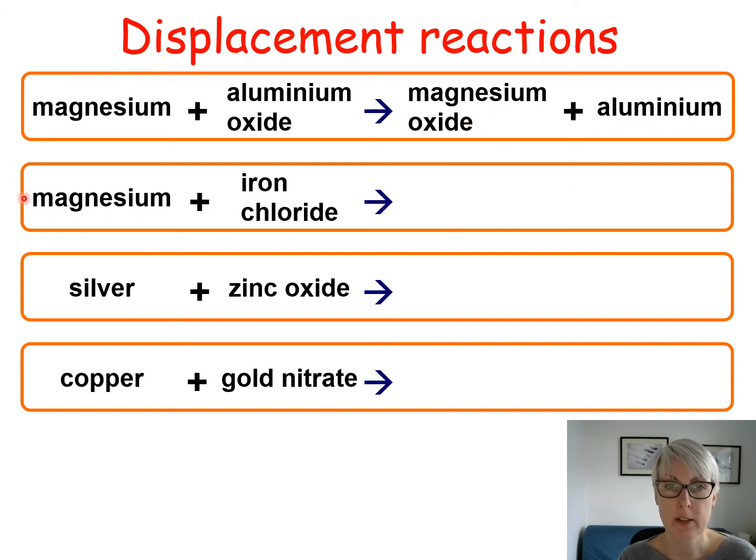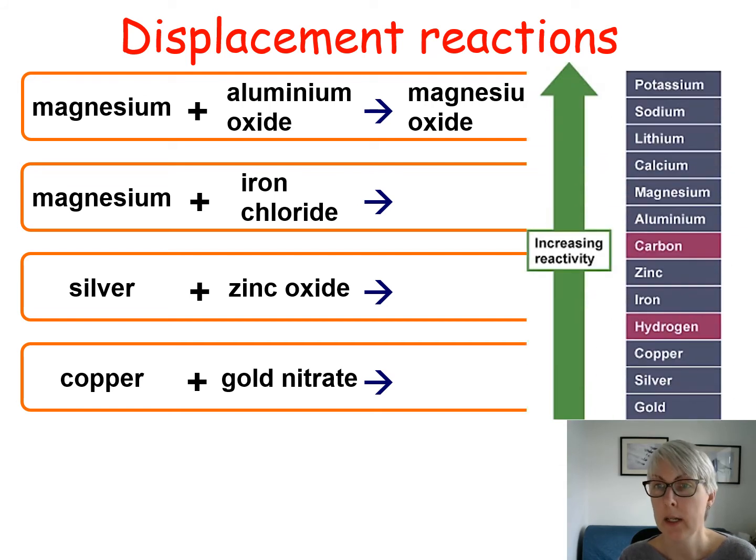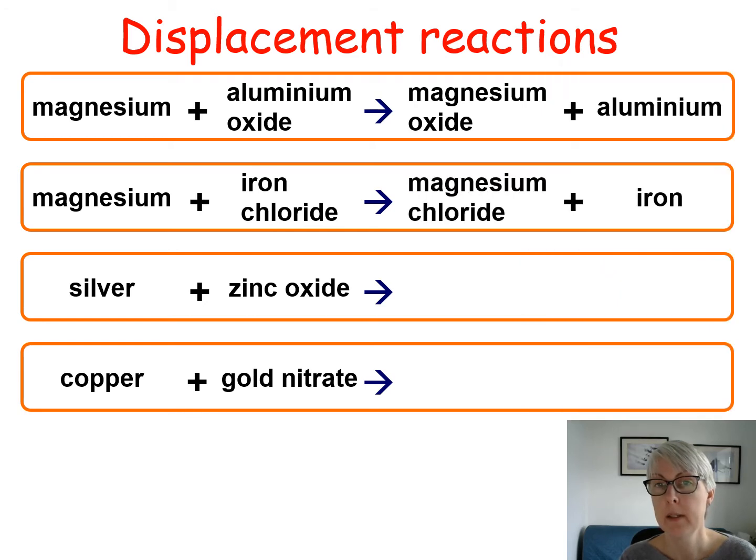Let's have a look at the next example now, and to predict whether magnesium will react with iron chloride, we once again need our reactivity series. There it is. So again, there's magnesium. This time I'm looking for iron, and again, magnesium is above iron in our reactivity series. It's more reactive and therefore it will react with the iron chloride. There we go. So the magnesium has replaced the iron. So we've got magnesium chloride now and iron separately.